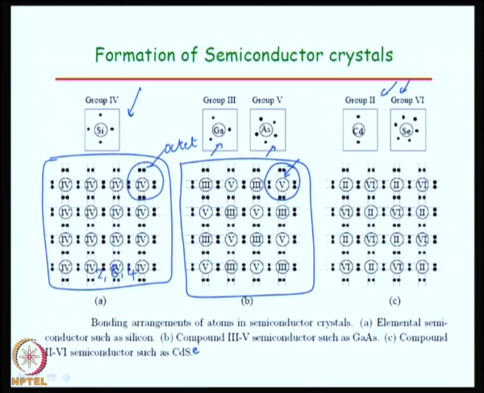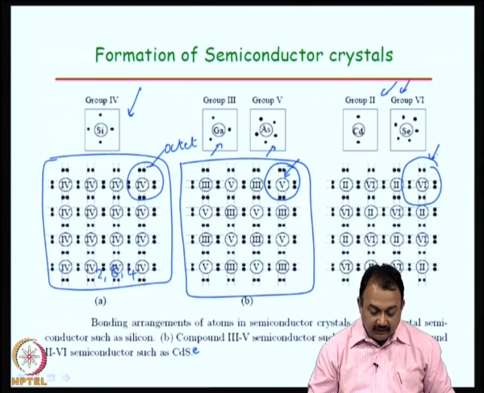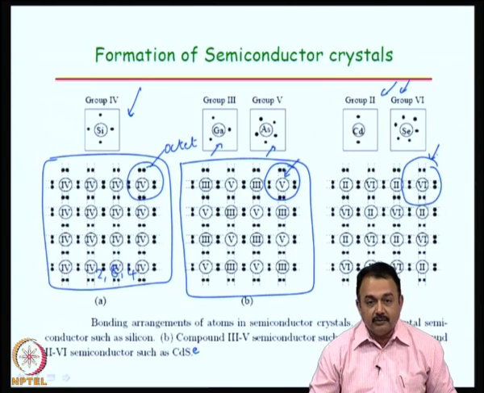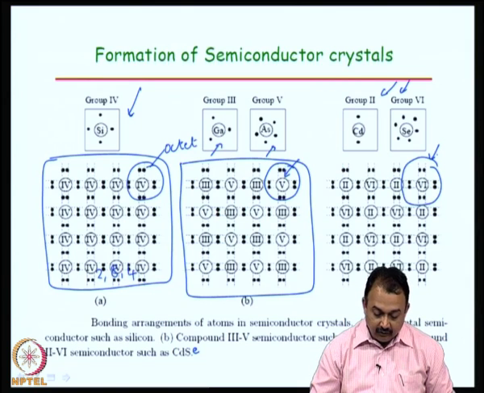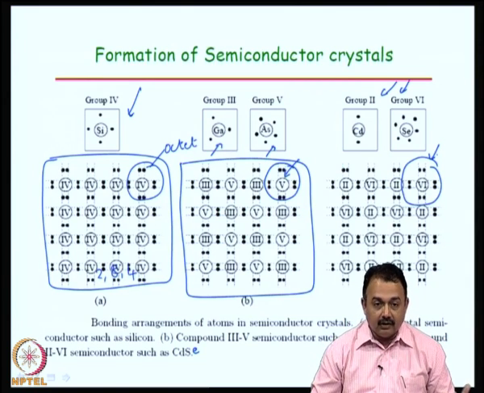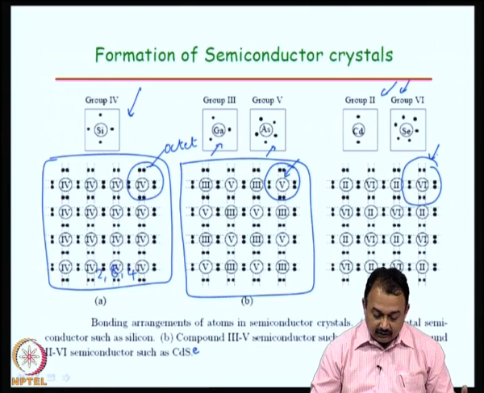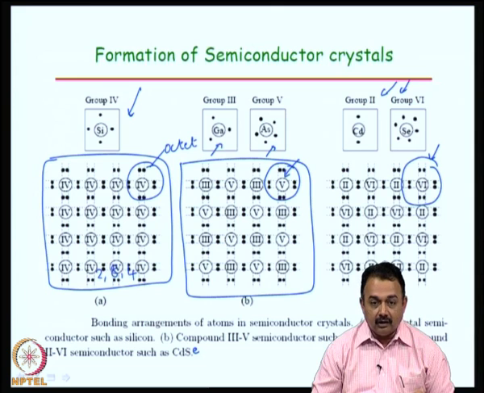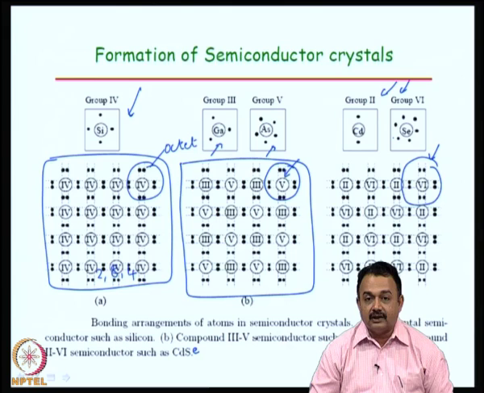So, this picture shows again an octet, 8 electrons, a complete shell, and this is a good example of covalent bonding in semiconductors. Basically, this picture shows you bonding arrangements of atoms in semiconductor crystals. The first one is for the elemental semiconductor like silicon, and the second one is a compound semiconductor belonging to group 3 and group 5 in the periodic table, such as gallium arsenide, and the third one is a compound semiconductor formed of cadmium selenide using group 2 and group 6 elements.